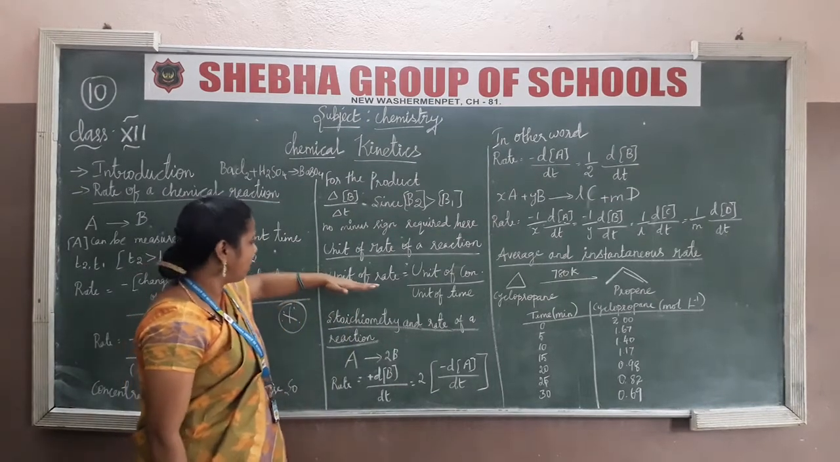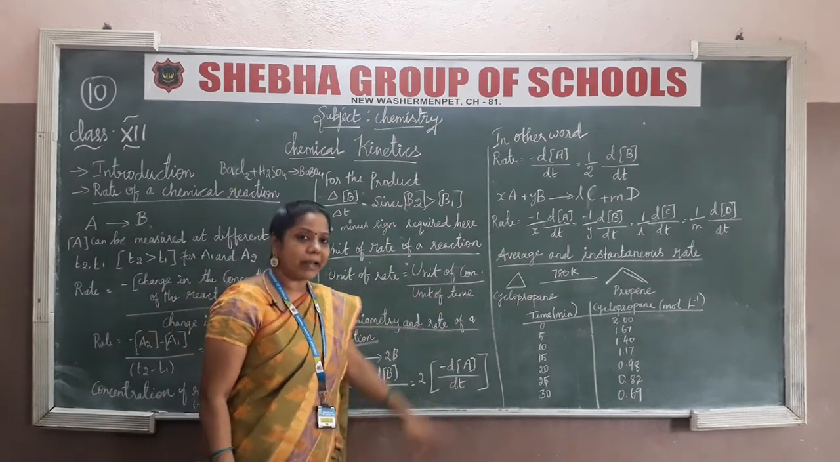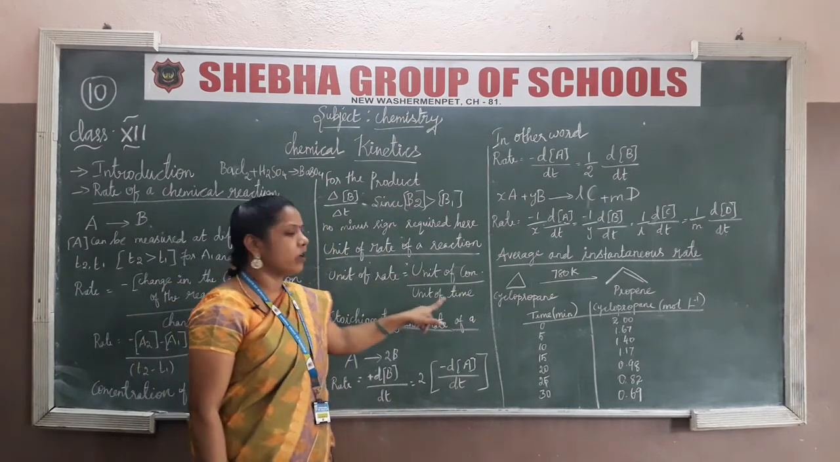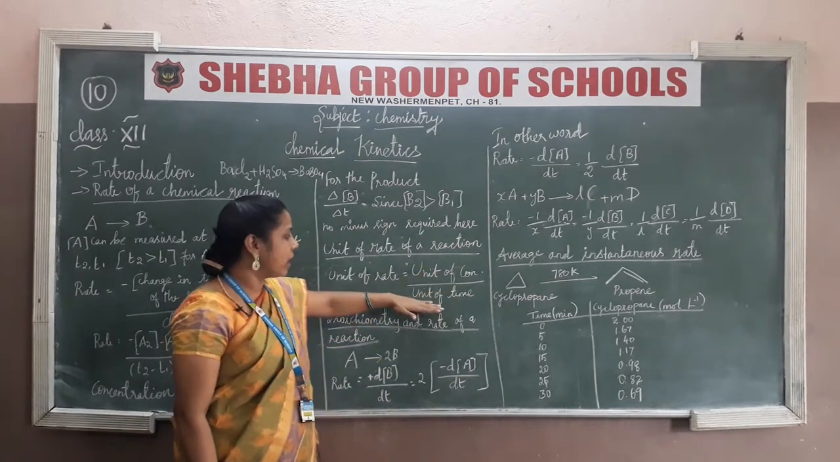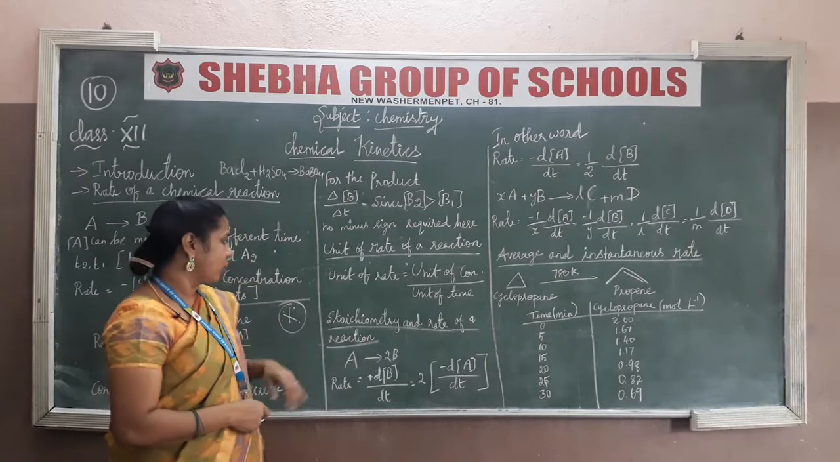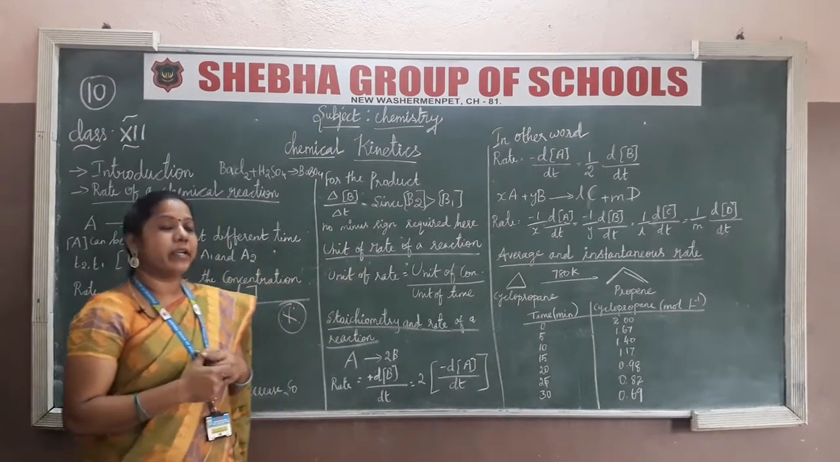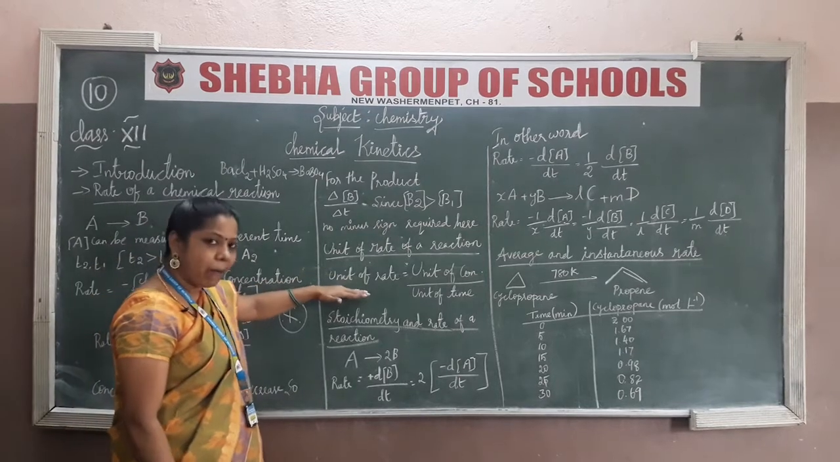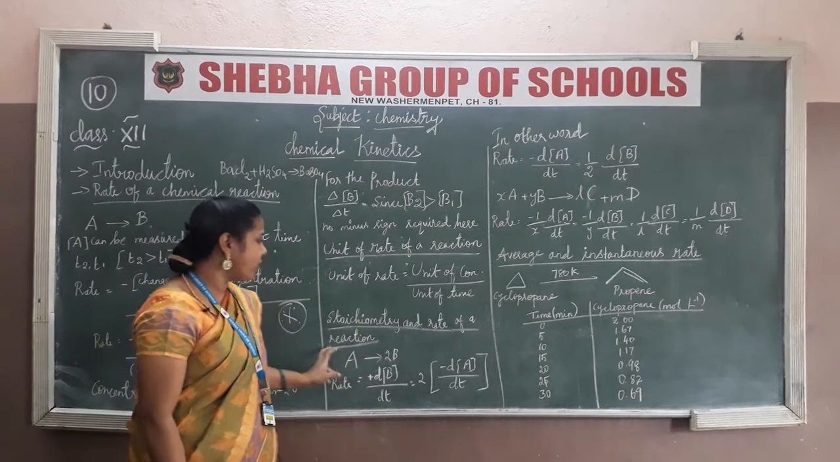So you have to read that unit of rate is equal to unit of concentration divided by unit of time. What is that? Unit of concentration divided by unit of time. Okay, and this is the formula for the unit of rate of reactions, how to determine it. So using that formula, and go on to stoichiometry and rate of reactions.